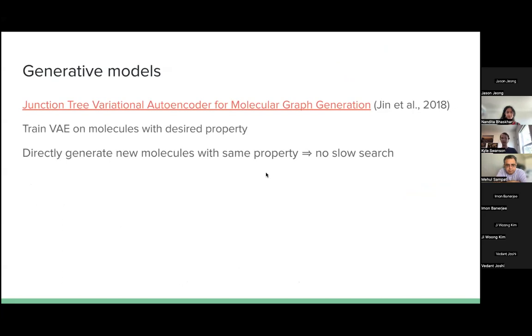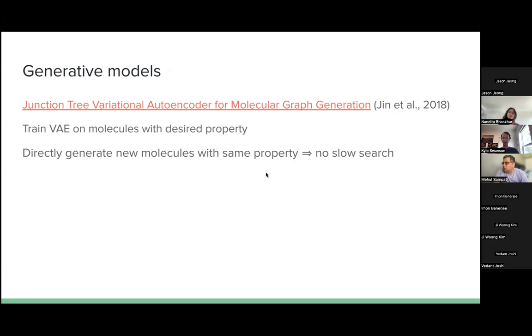So for that reason, we, like many others, have gotten interested more in generative models rather than these property prediction approaches. I'll just touch very briefly on one example of this approach from my old lab a few years back. It's this junction tree variational autoencoder approach. I won't go into a lot of the details, but the general idea of these generative models in particular is that they can directly generate new molecules. The machine learning itself will design the molecule, and ideally it'll immediately design molecules with the property you're interested in.